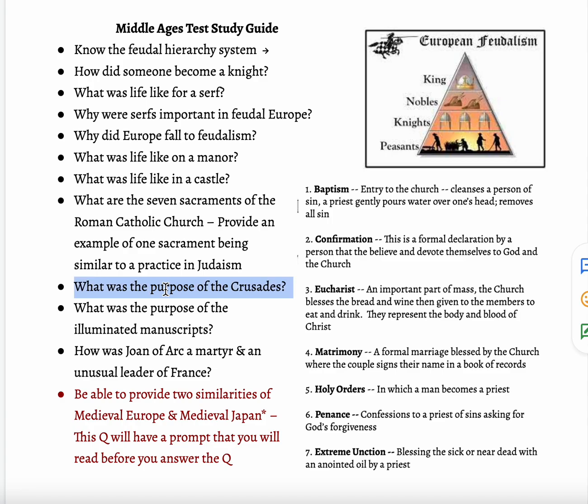Also, what was the purpose of the Crusades? We know the Crusades were religious wars fought over Jerusalem, the Holy Land. The kings of Europe and the Pope believed that the land of Palestine, the land of Eretz Yisrael, and Jerusalem was the holy capital. It's where Jesus was crucified, and Jesus lived in Bethlehem and Nazareth in Israel. And so this land needed to be taken back from the Muslims for Christianity.